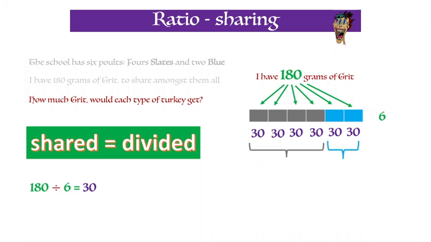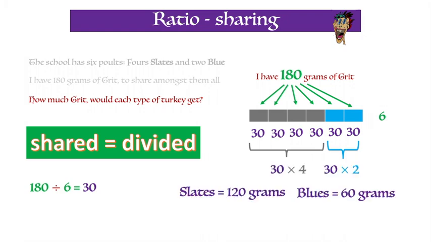Seeing that I have 4 slates and 2 blues, I can work out how much all the slates will get and how much all the blues will get. You can see here that the slates will now get 120 grams, 30 times 4, and the blues will get 30 times 2, 60 grams.